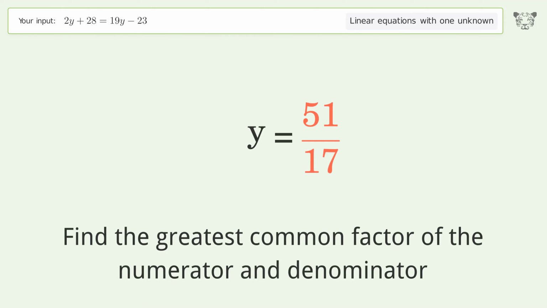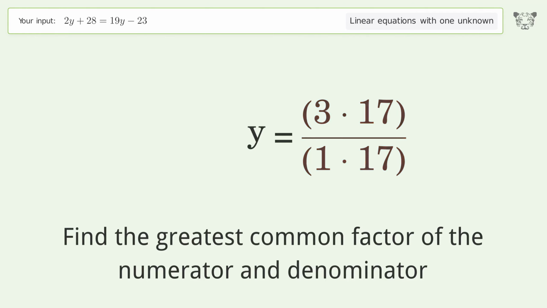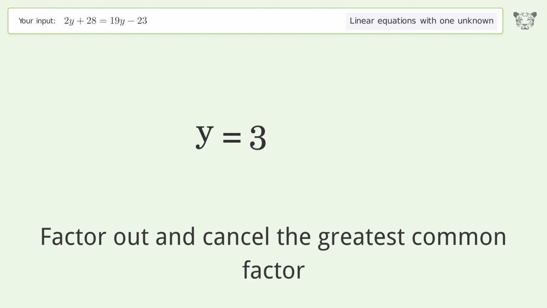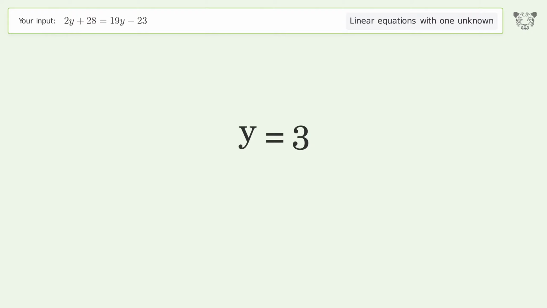Find the greatest common factor of the numerator and denominator. Factor out and cancel the greatest common factor. And so the final result is y equals 3.